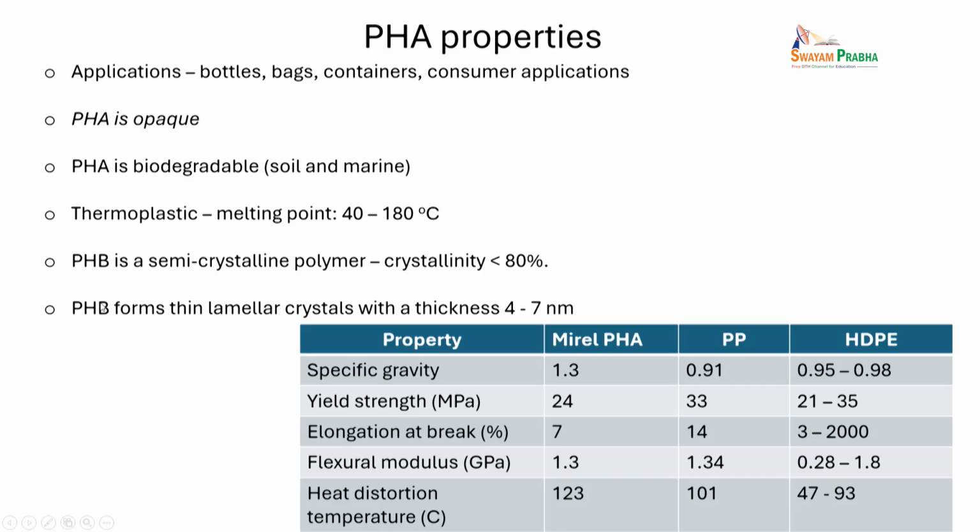Now, if you come to the property of PHA and what it can replace in terms of the conventional plastics, it finds applications in making bottles, bags, containers, as well as consumer applications, and then you can also add a lot of biomedical applications along with this. Sure, tissue scaffold, etc.